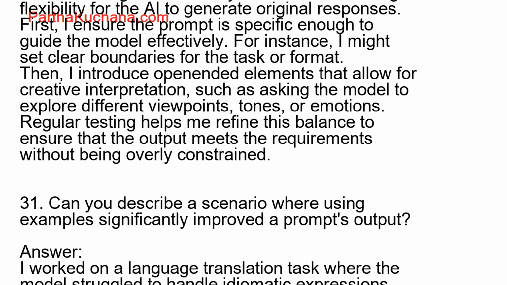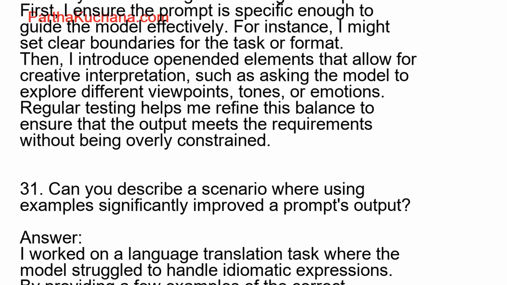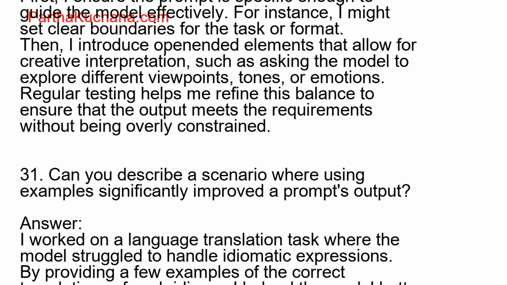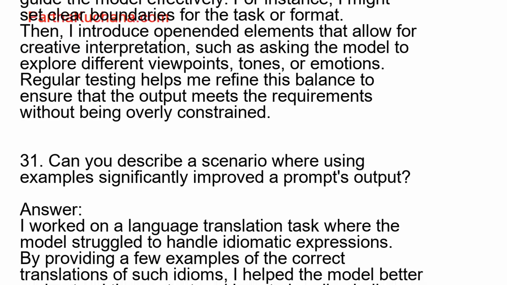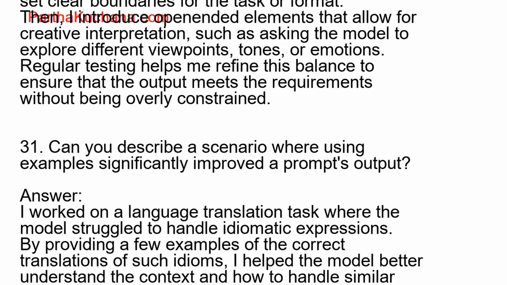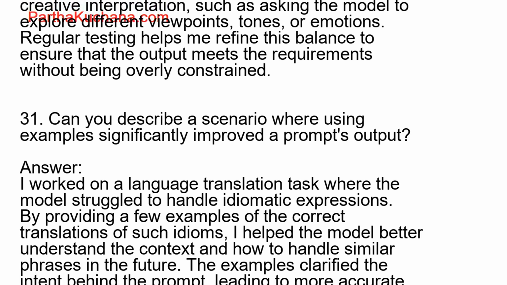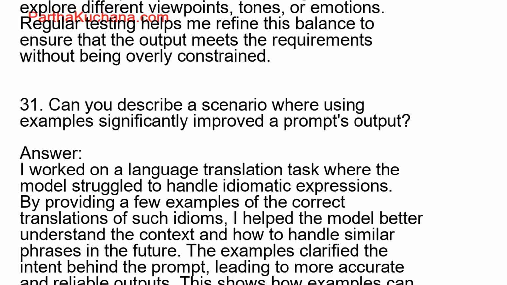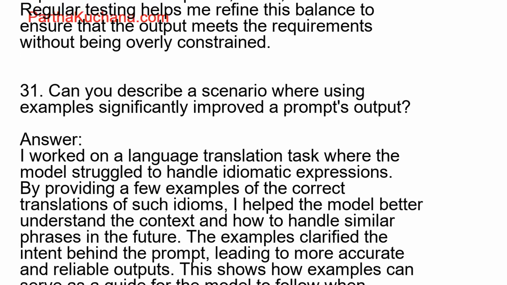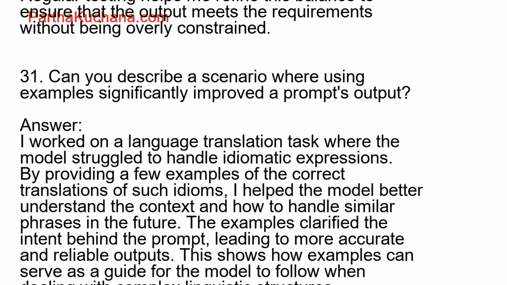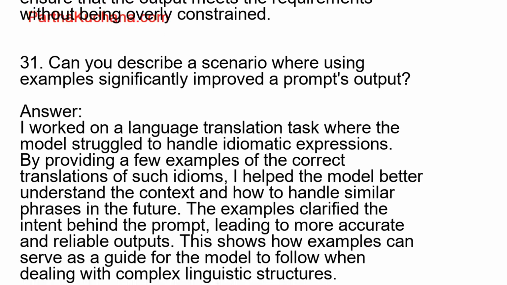32. How would you handle a situation where a model consistently outputs biased results? Answer. In cases of biased outputs, I would start by identifying the source of the bias, which could be in the training data or the way the prompt is framed. One approach is to rephrase the prompt to be more neutral or to explicitly instruct the model to avoid certain biases.